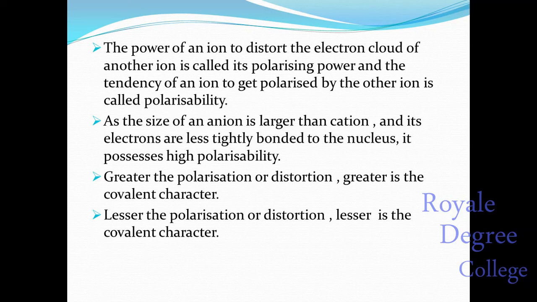As the size of an anion is larger than the cation and its electrons are less tightly bound to the nucleus, it possesses high polarizability. Greater the polarization or distortion, greater is the covalent character, and lesser the polarization or distortion, lesser is the covalent character.